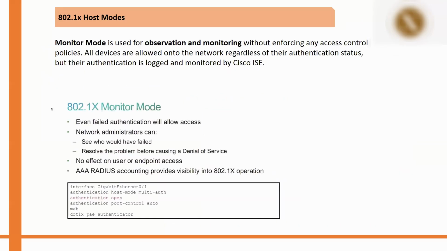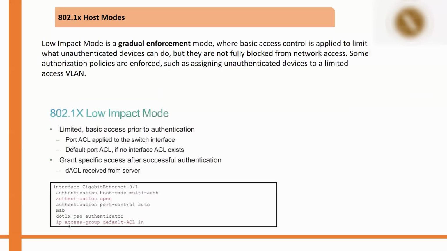Next, monitor mode is used for observation and monitoring without enforcing any access control policies. This is what I was talking about. Even failed authentication will allow access. The network administrator can see who has failed and resolve the problem before causing a denial of service. There is no effect on user or endpoint access. AAA RADIUS accounting provides visibility into 802.1X operations. This is just the config that is required on the port level.